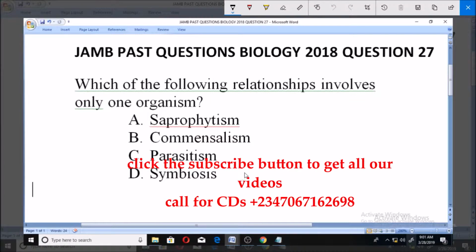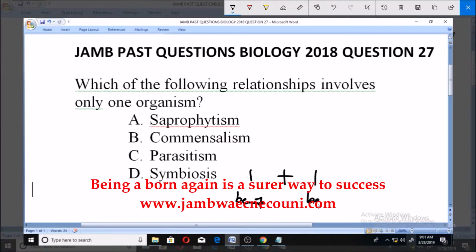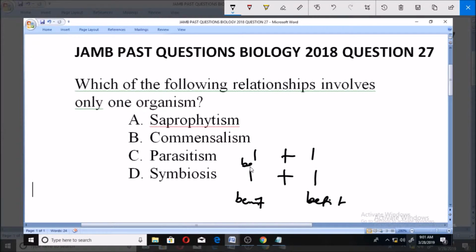In symbiosis, you have one organism in a relationship with another one, both of them benefiting from each other. So that's what you have in a symbiosis. In parasitism, you have an organism in a relationship with another organism. One will be benefiting, whereas one is losing.